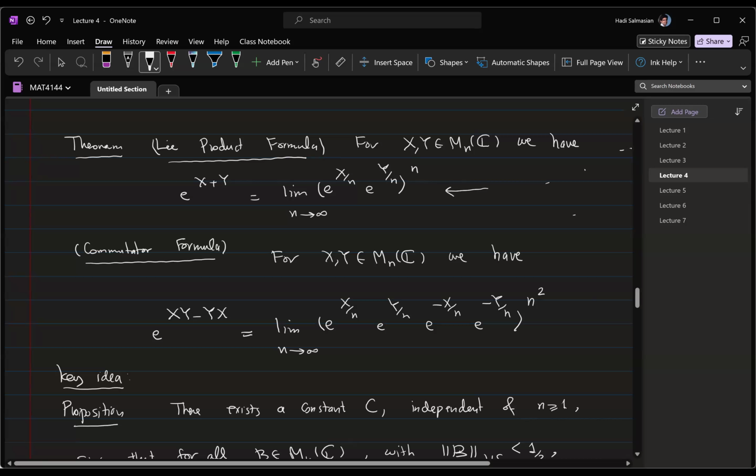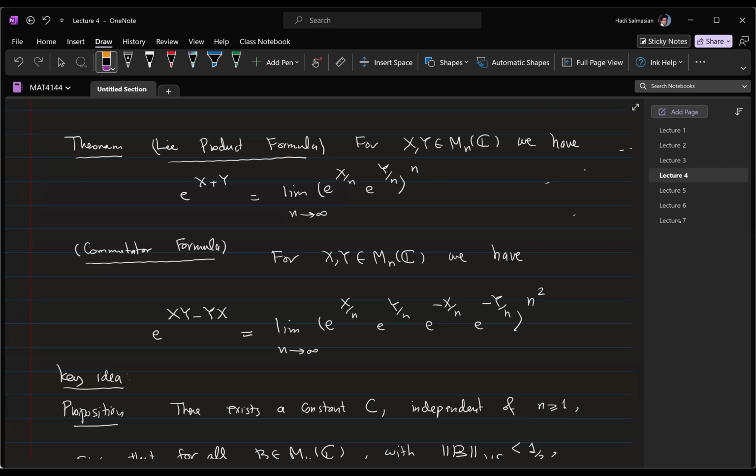But here is a limit form of this, a limit statement connecting e to the x plus y to not e to the x and e to the y only, but the elements of the one parameter subgroups generated by x and y. So this is going to be a key statement today. Just to remind you of this statement, any questions about this statement? You remember this theorem, the Lie product formula, which we proved a couple lectures ago. Okay, everybody happy with that?